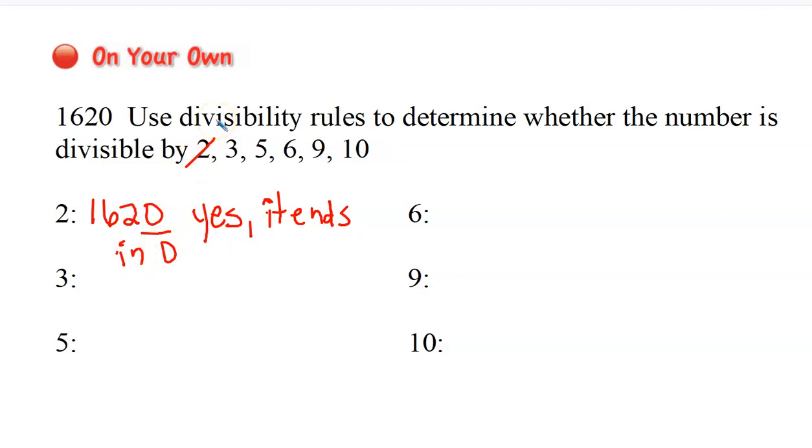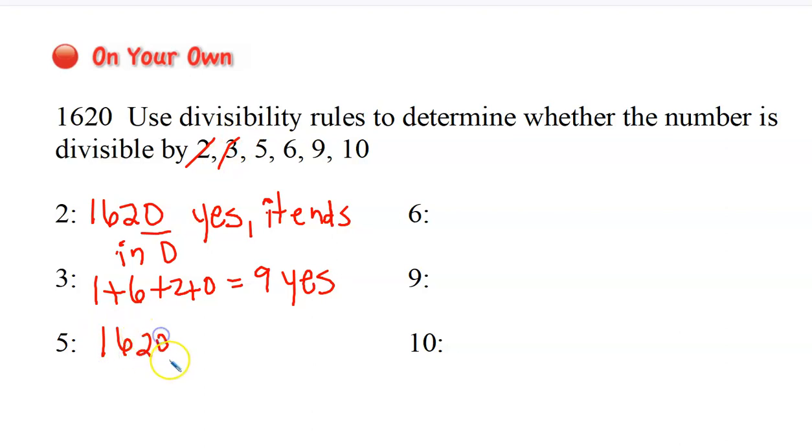Now I'm going to check for divisibility of 3 by adding all the digits together. 1 plus 6 plus 2 plus 0 equals 9. And 9 is divisible by 3, so the answer is yes. For the 5, I'm going to underline the ones digit. As long as it's 5 or 0, it's divisible by 5. So this one is yes. It ends in 0.